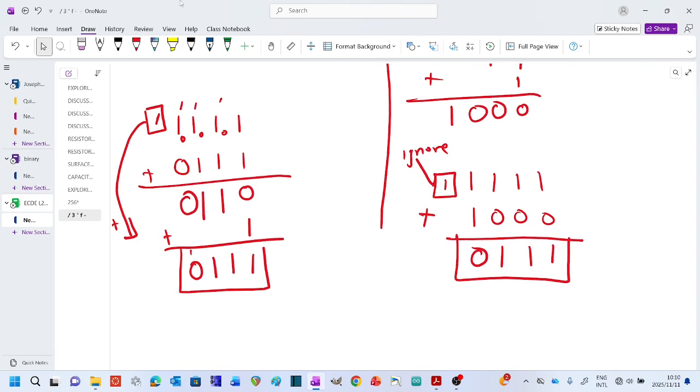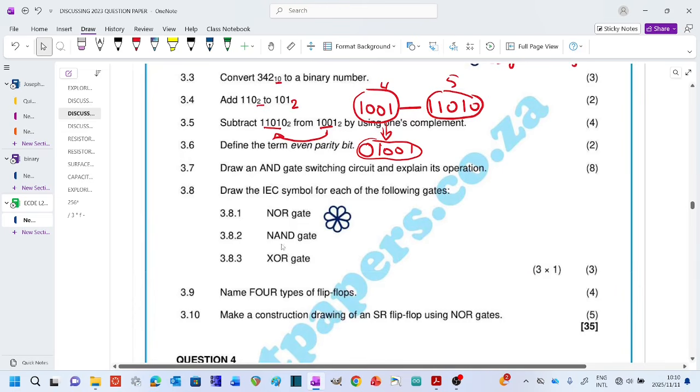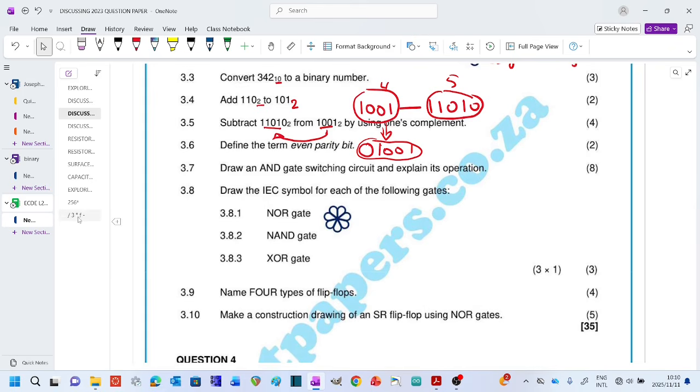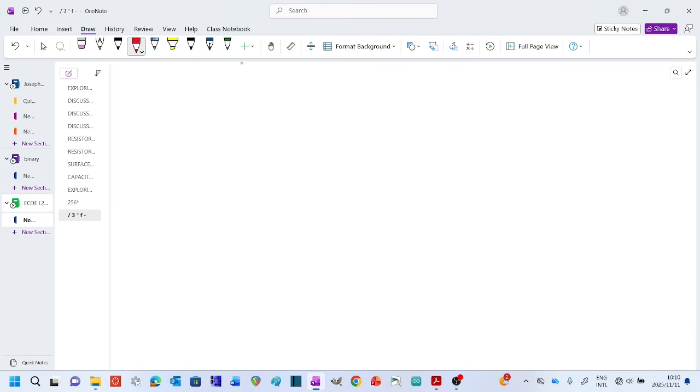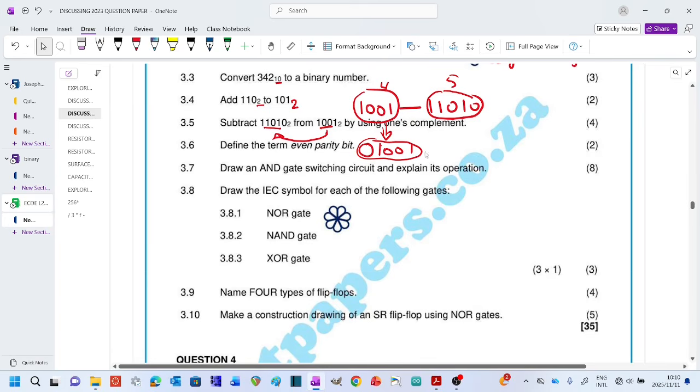All right, so back to the question. 3.5, we are solving 3.5. Subtract 11010 from 1001. So the actual question is 1001 minus 11010. Let me just verify to make sure it's correct. So yes, there it is.